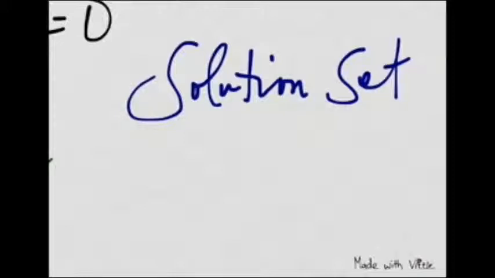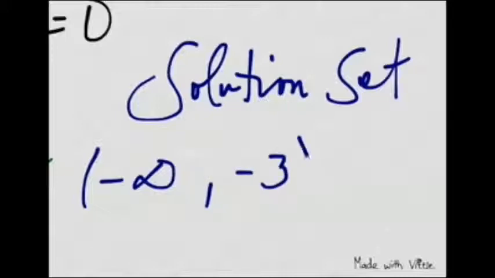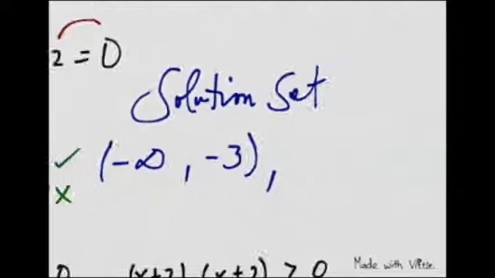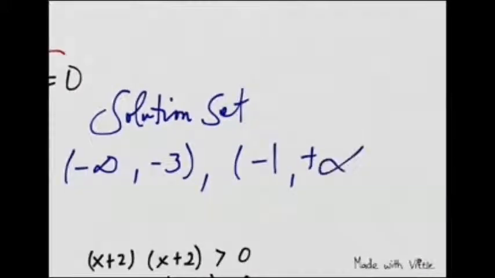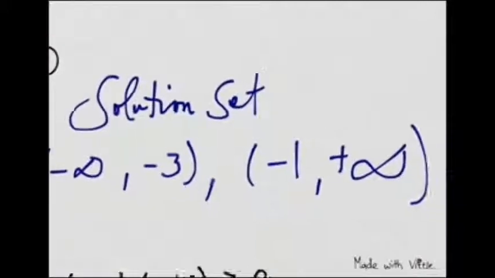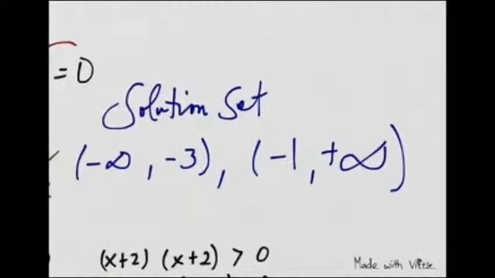In writing your solution set, you are going to use parentheses for infinities and for points that are not included. You are going to use a bracket if the point is included. So your solution set will look like this. Negative infinity to negative 3, comma, negative 1 to positive infinity. So now that is your solution set, and that is how you solve a quadratic inequality.